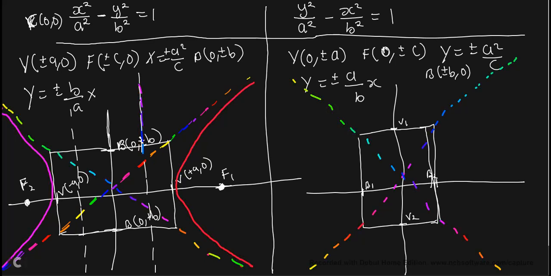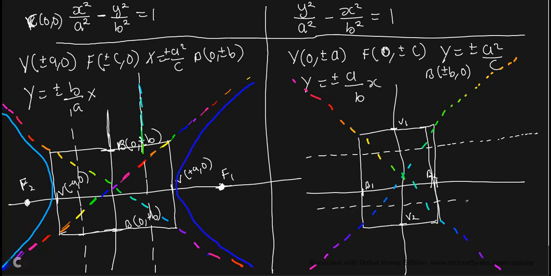Then let's also point out our directrix, right? So our directrix here will cut to this point, like that. That's how our directrix will look like. This is your directrix, right? Now let's draw the parabolas, right?